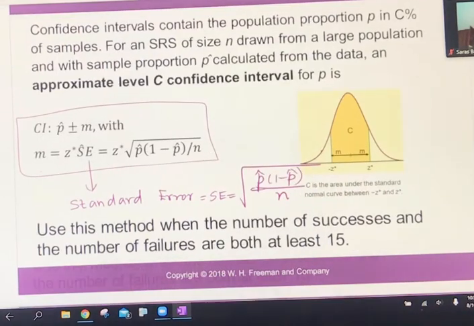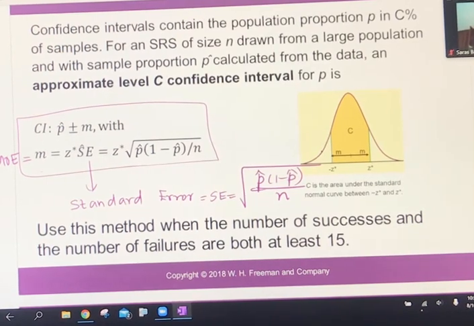So this is what I call the standard error. When the standard error is multiplied by the critical value, you get the margin of error. When the standard error is multiplied by the Z star, the critical value, you get your margin of error, which is going to be on either side from the center.